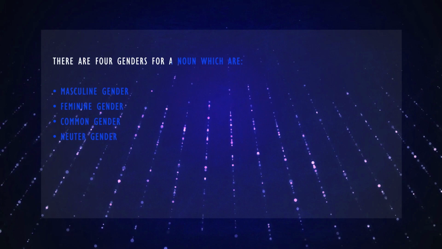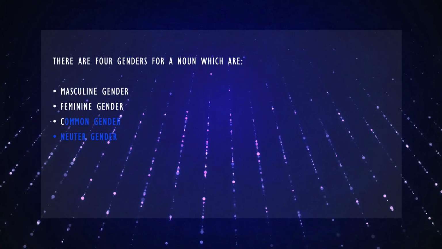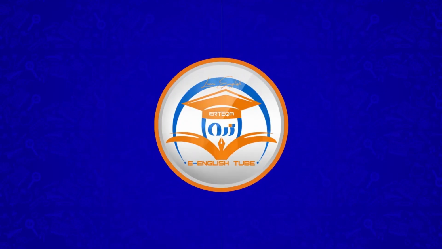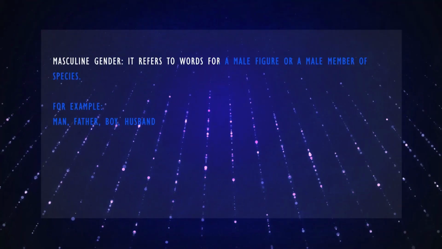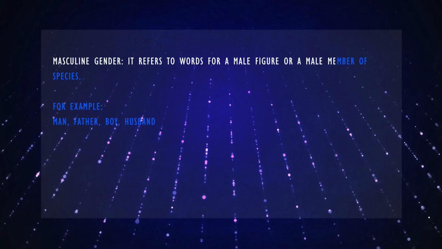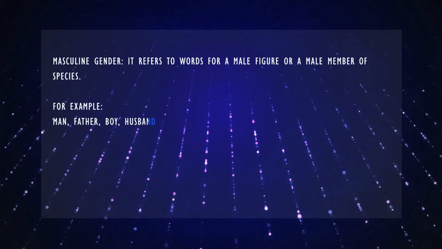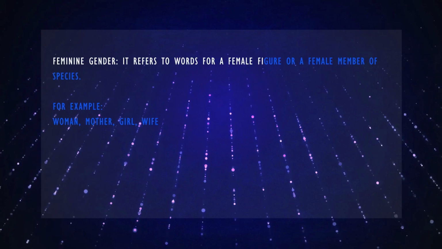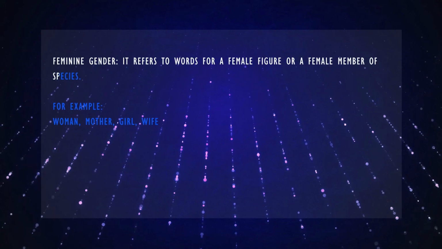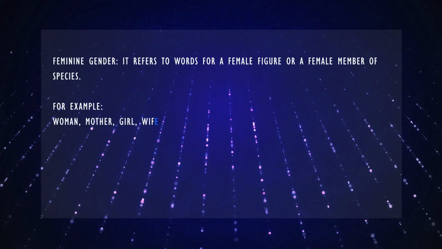There are 4 genders for a noun, which are masculine gender, feminine gender, common gender, and neuter gender. To start with the first one, masculine gender, it refers to words for a male figure or a male member of a species. For example, man, father, boy, husband. All of them are men. The second one, feminine gender. It refers to words for a female figure or a female member of a species. For example, woman, mother, girl, or wife.